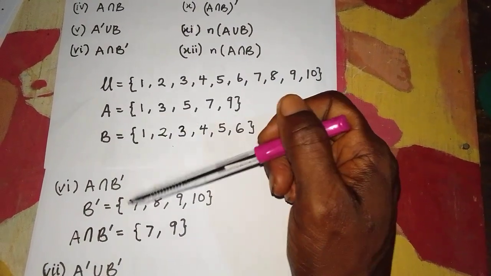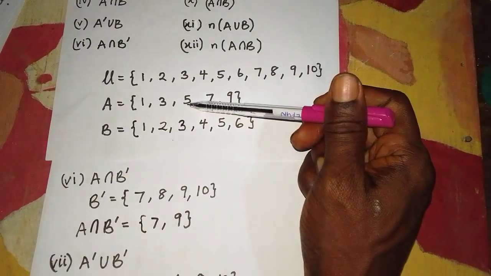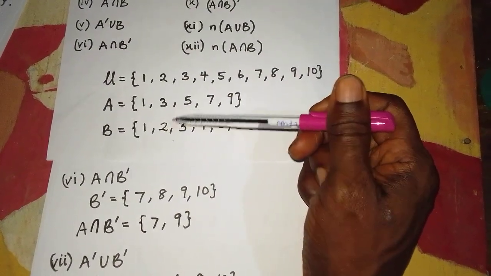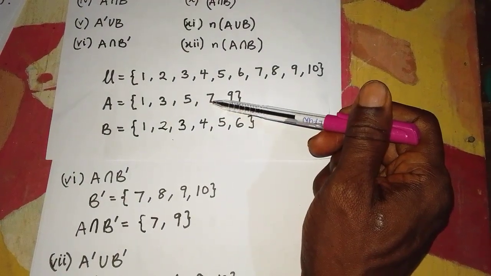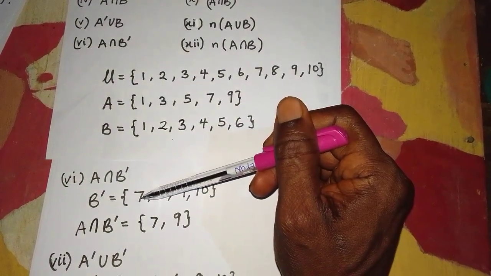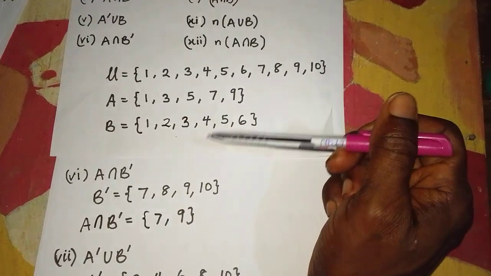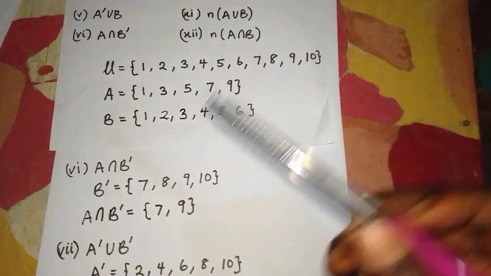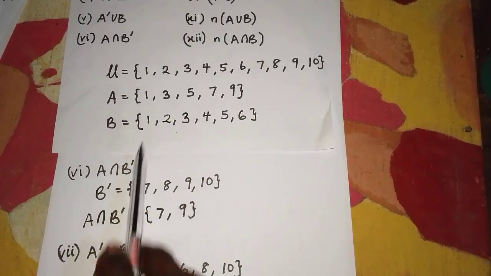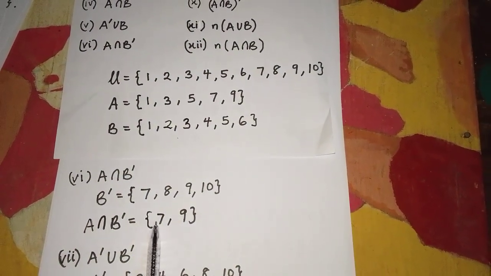1 is in A, not in B complement, no. 3 is here, no, not here, no. 5 is here in A, but not in B complement. No, 7 is in A and 7 is in B complement, you write 7. 9 is in A and 9 is in B complement, you write 9. So the two elements that are common in set A and B complement are 7 and 9.